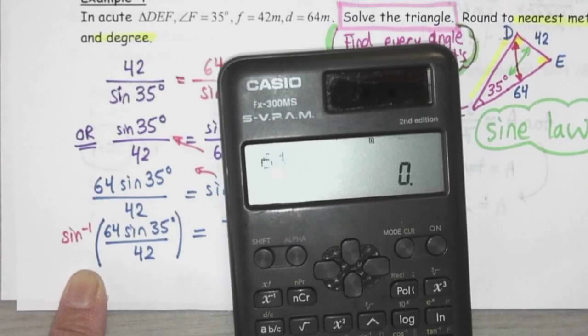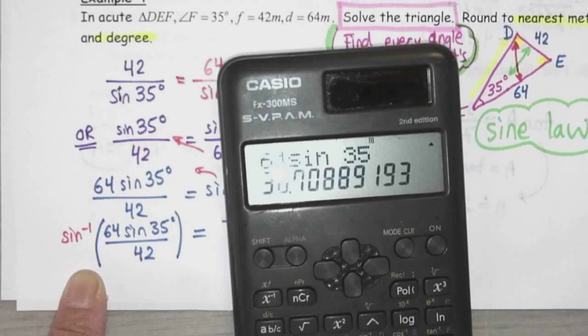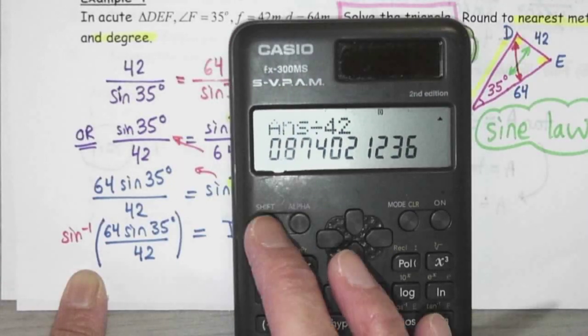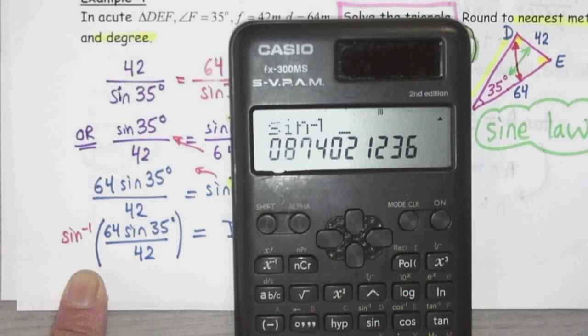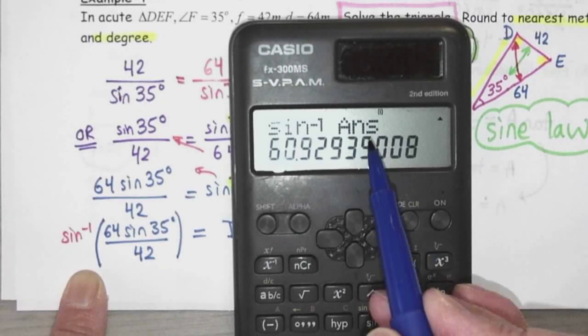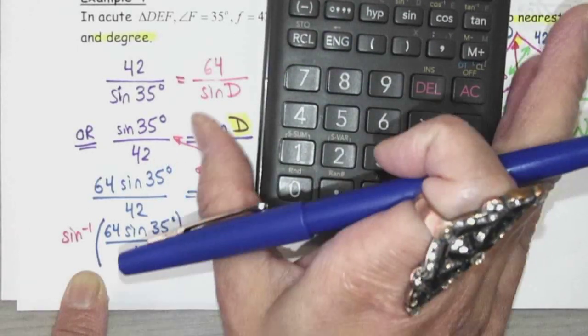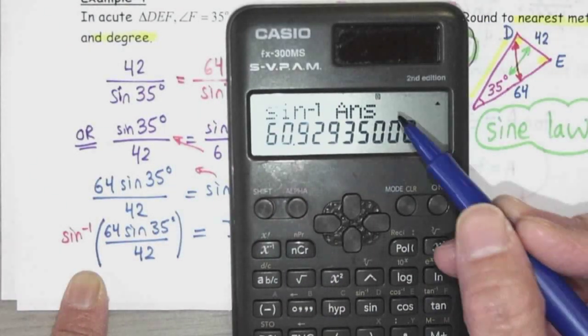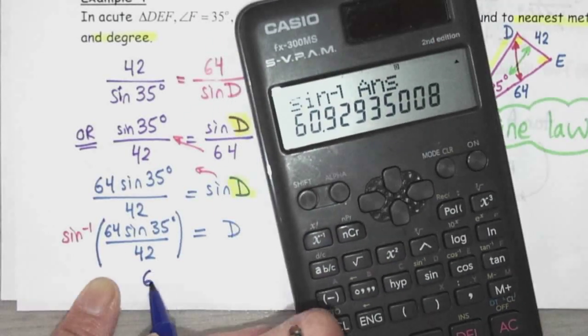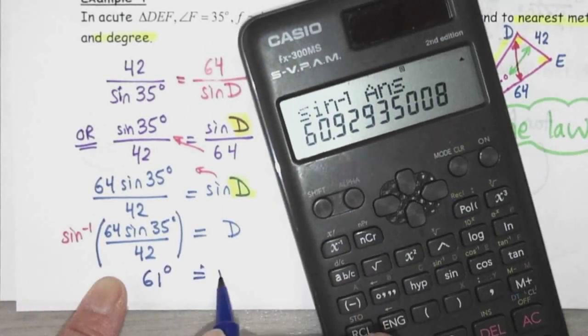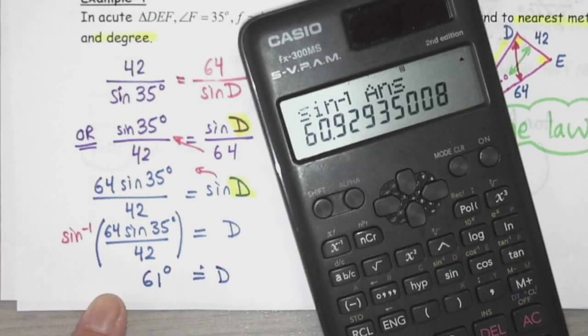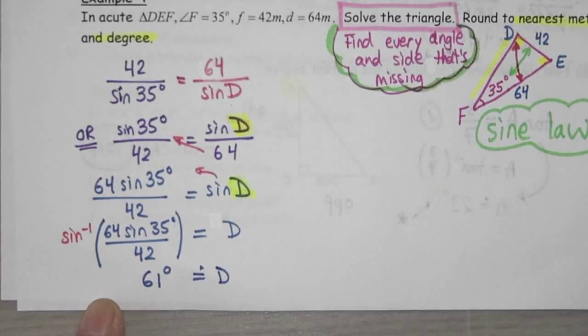Okay, so one more time. I did 64 sine 35, I got that. Divided by 42, press equals, got that. Then I did shift sine, and I just press equals, and it grabs my answer automatically. Some people press answer, which is fine, but if your calculator is programmed to grab your last answer. And I got 61 degrees. Yes?